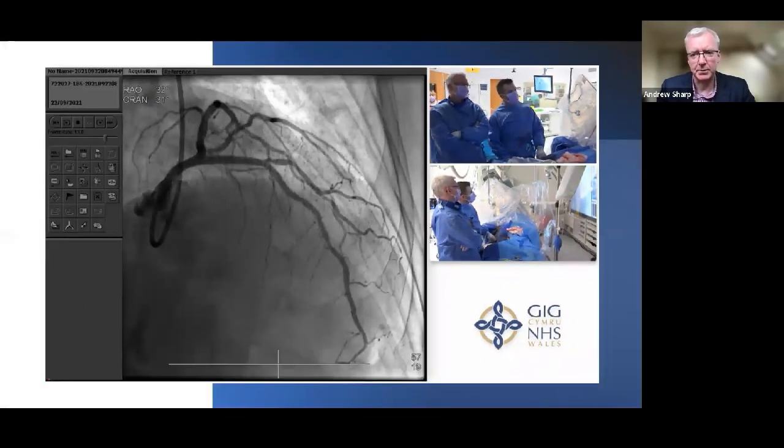I think it would have been very easy to just wire into that circumflex, ram balloons through, do a single crossover stent, maybe even kiss, and leave an absolute car crash in the LAD. So how anyone could have done this case without IVUS, I don't know.